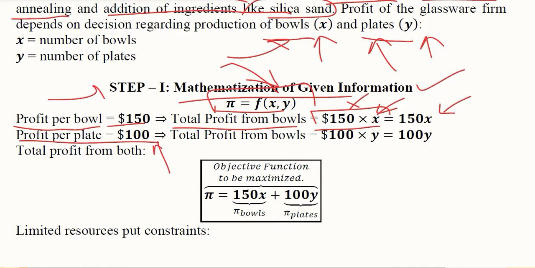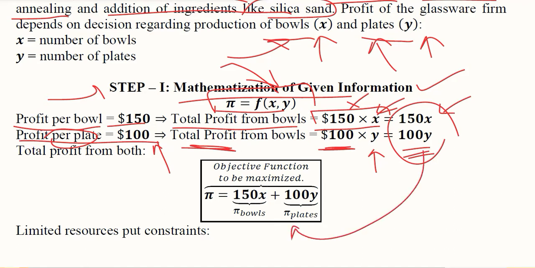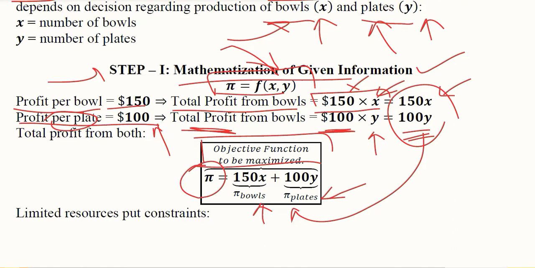I'm also informed that the profit per plate is $100. And if it is so, I can calculate the total profit instead of the per plate profit by multiplying this per plate profit, that is $100, with the number of plates that I am producing. It will be 100y. So these are the two numbers that represent the profit from bowls and plates. For that we can add them, and if we add them we will get the total profit. This total profit is composed of the profit from bowls and the profit from the plates. This is the objective function that needs to be maximized, that is the profit from these two glasswares.